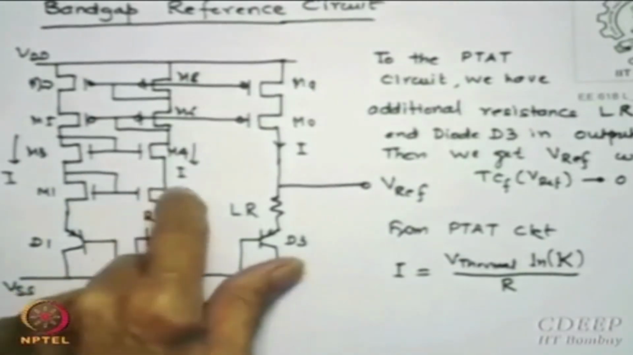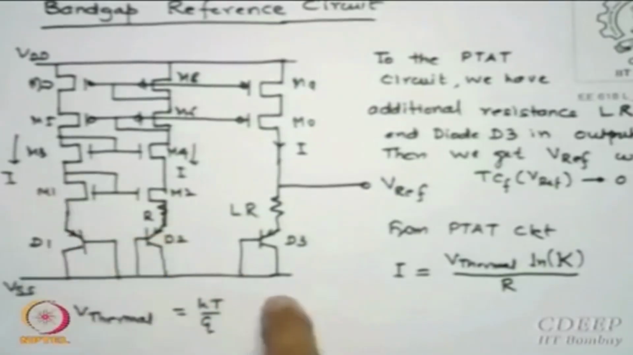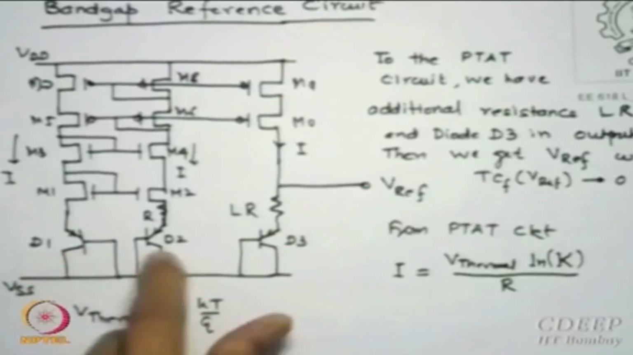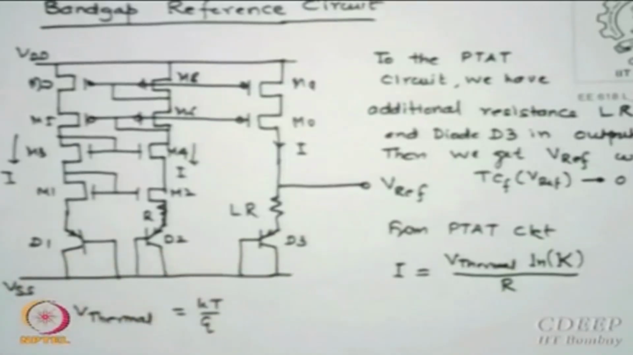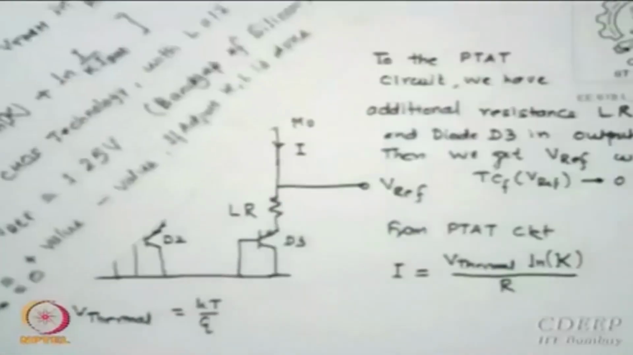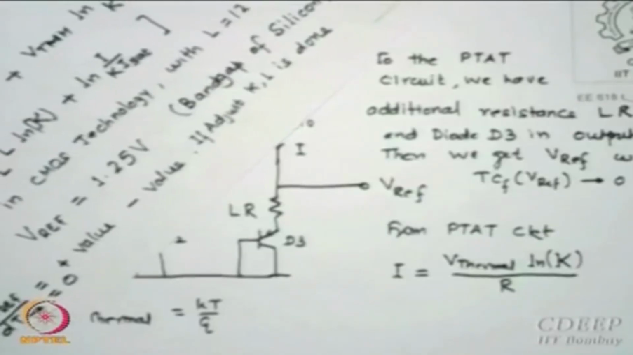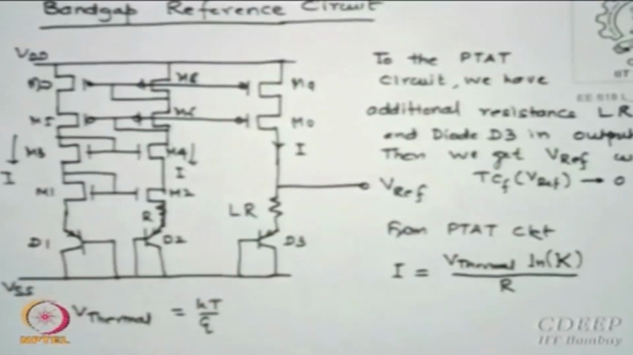This M2 has K times the width of M1, but this resistance L is some number more than 1 of this, and there is another equivalent diode, same diode D1, D2, D3 which is kept here. Is that correct? This is PTAT, and I added this much additionally. Okay. So if I do this for a PTAT, we just calculated I is equal to V thermal ln K by R. That is the current in PTAT. Just now we derived.